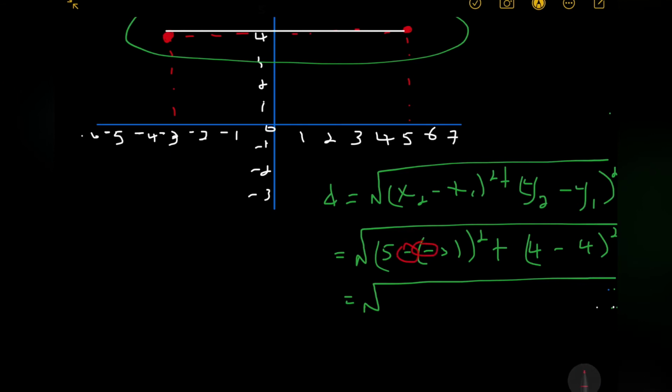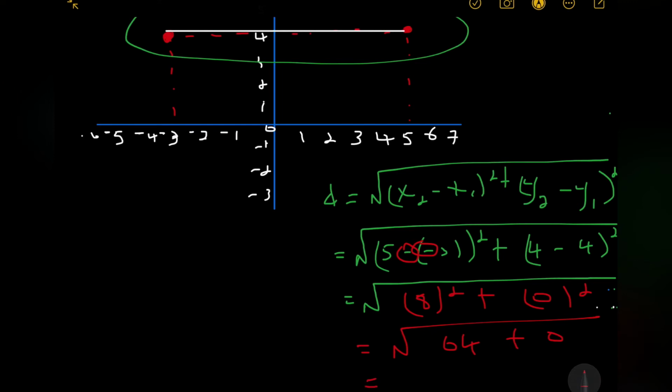Minus a minus gives us a plus, so this would be 8 and we square it, plus 4 minus 4 is 0 and we square that. Now 8 times 8 is 64, so we have 64 plus 0 under the square root, and when we find the square root of 64 we get 8. So the length of our line is 8 units.